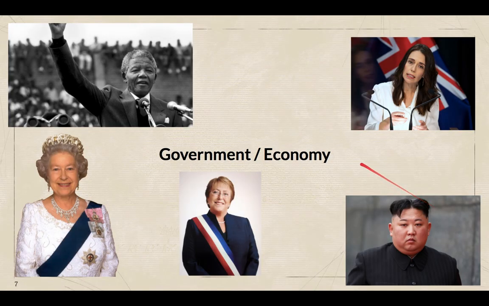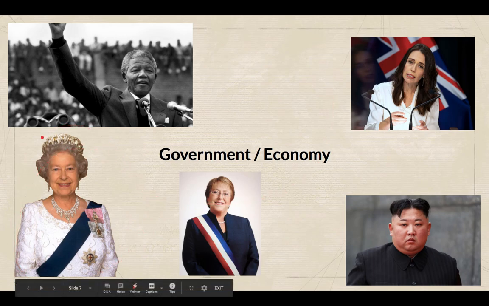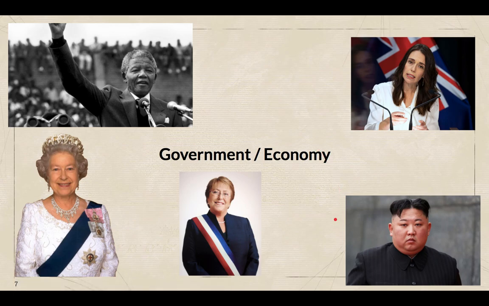And government and economy. Now, the kind of government that a country has is going to be different from each country. Maybe they have a queen. Maybe they have a president. Maybe they have a dictator, somebody who's not elected but who has control over the country no matter what the people choose. What kind of government does your country have?